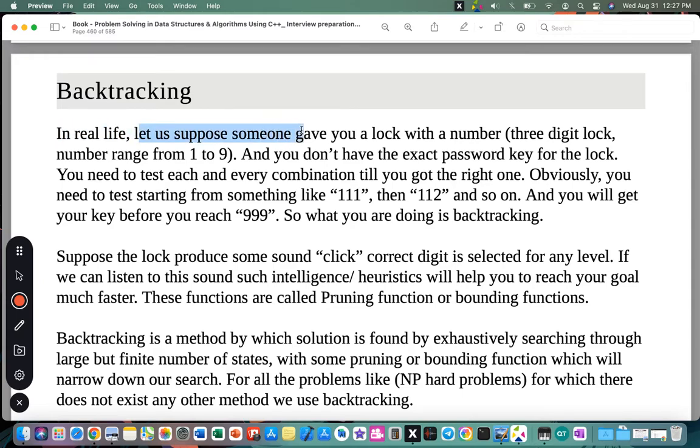Let us suppose someone gave you a lock with a 3-digit number, with the range from 1 to 9, and you don't have the exact password key for the lock. You need to test each and every combination till you get the right one. Obviously, you need to test starting from something like 111, then 112, and so on, and you will get your key before you reach 999.